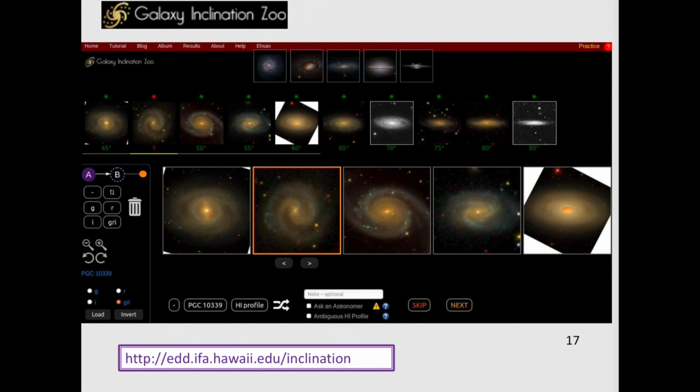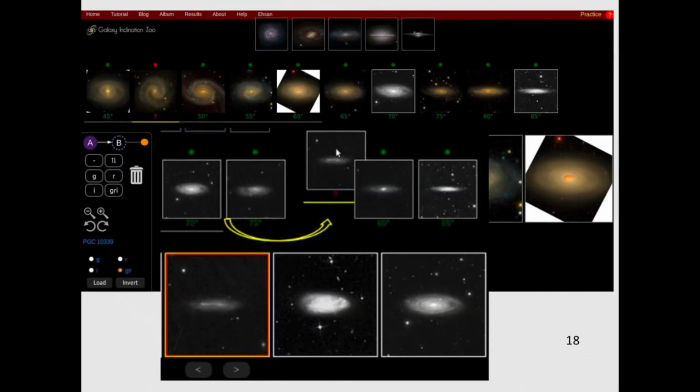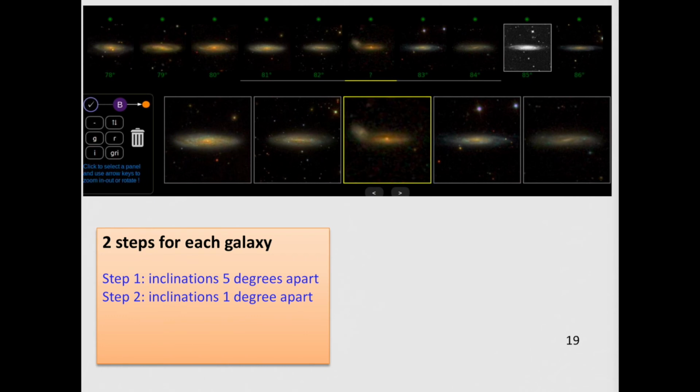You might be familiar with how it works. The idea is that users compare unknown galaxies with a bunch of standard galaxies with known inclinations. Then they can move the target galaxy, which is highlighted in yellow, to the right or left by dragging and dropping. To estimate the inclination of each galaxy, the user goes through 2 steps at most.